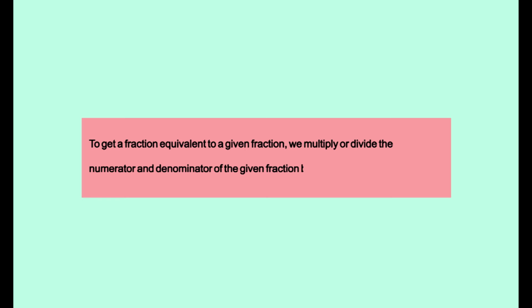Finding out equivalent fractions. Let's learn how to find out a fraction equivalent to a given fraction. To get a fraction equivalent to a given fraction, we multiply or divide the numerator and denominator of a given fraction by the same non-zero number.